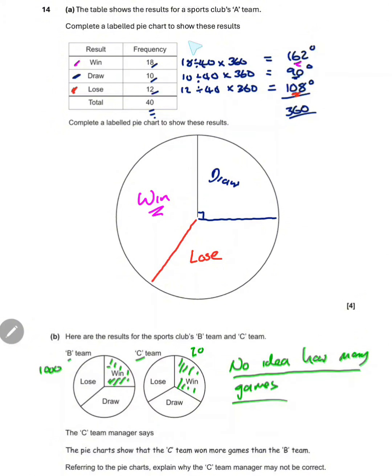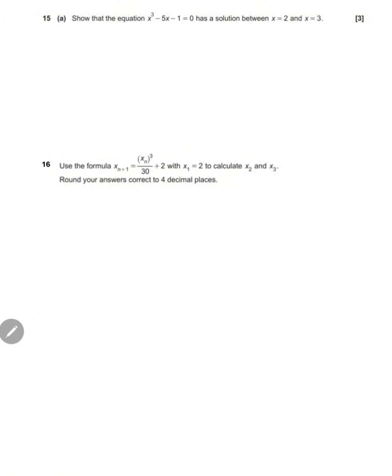Question 15, there's a naughty bit of iteration to go at here, so we'll just see what we can do. We've got a cubic equation, and all we're told is that there's a solution between 2 and 3. So what we need to do is substitute x equals 2 into this equation and see what answer comes out. And the answer we're aiming for, the real solution, is 0. We're not going to get that. We're going to get something, and we'll see what comes out.